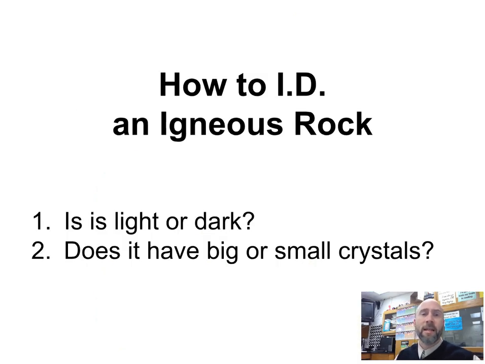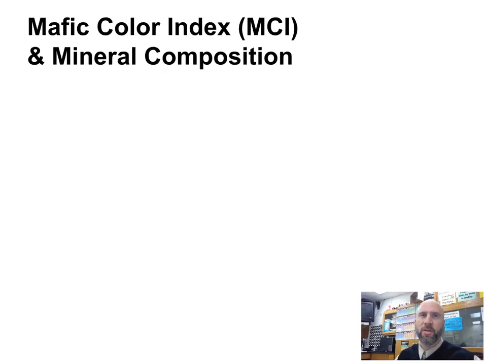Now, how do we identify igneous rocks? Now, there's two key questions. Okay, is it light or is it dark? Does it have big crystals or small crystals? Those are the ones you really need to focus on and understand what they mean. Okay, so let's flesh those out. So what we use to figure out the composition, or what they're made of, is we use the Mafic Color Index, the MCI, to look at, well, what's in this igneous rock.